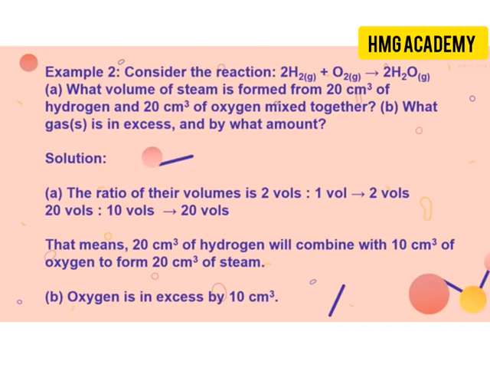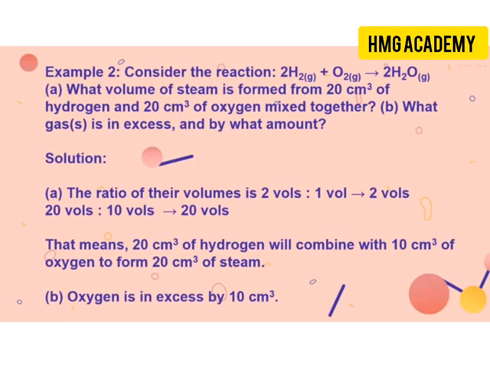So let's look at our solution. The A part. The ratio of their volumes is 2 volumes combining with 1 volume to give us 2 volumes of steam, meaning that 20 volumes will combine with 10 volumes to give us 20 volumes of steam. This means 20 cm3 of hydrogen will combine with 10 cm3 of oxygen to form 20 cm3 of steam.